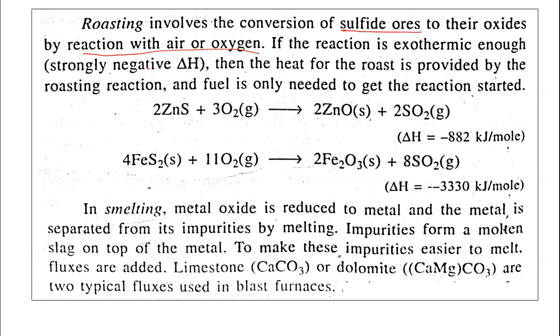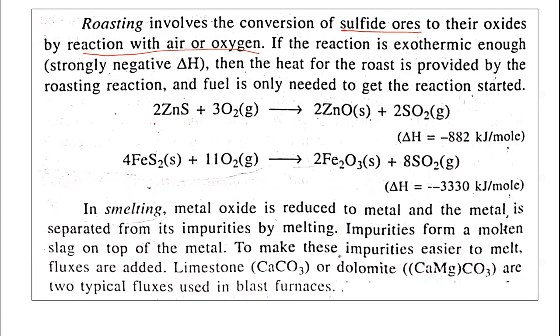In the calcination process, we are just heating the ore and removing the impurities. In this case, in presence of air or oxygen, we have to pass the oxygen or air. Roasting is carried out only for sulfide ores. The ores which contain sulfur are called sulfide ores, and those sulfide ores are converted to the oxide ore.